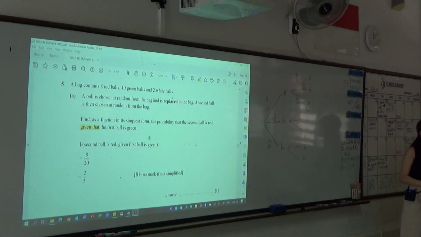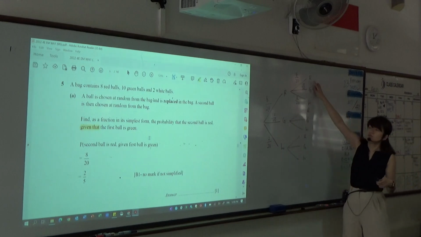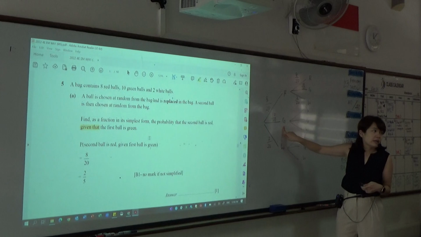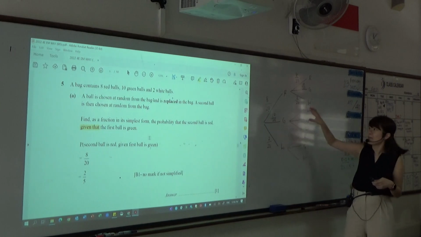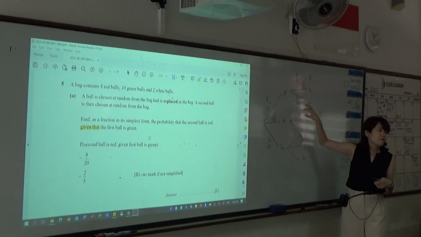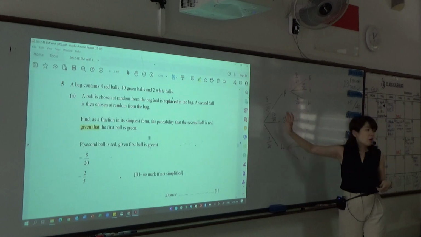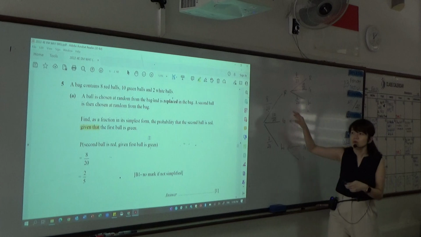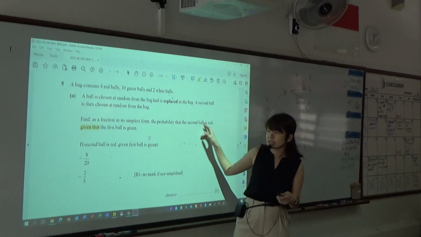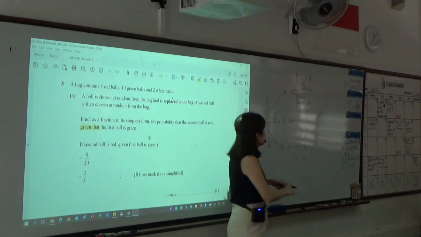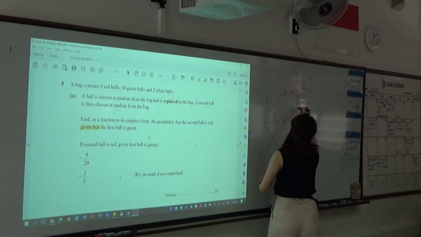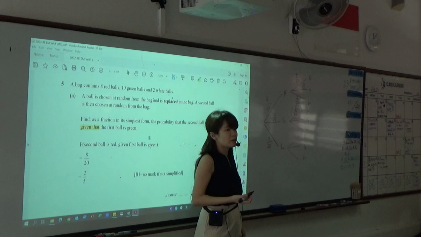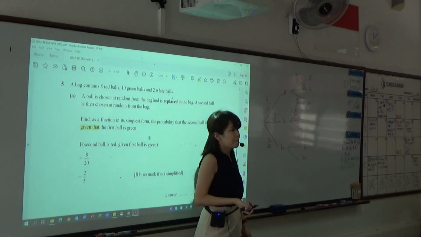The question asks for the probability that the second ball is red given that the first ball is green. So we are looking at the probability lying over here, ignoring this part. You need to pay careful attention to the phrasing. I only want this probability over here, which is 8 over 20. So the answer is 8 over 20, but you need to simplify it.